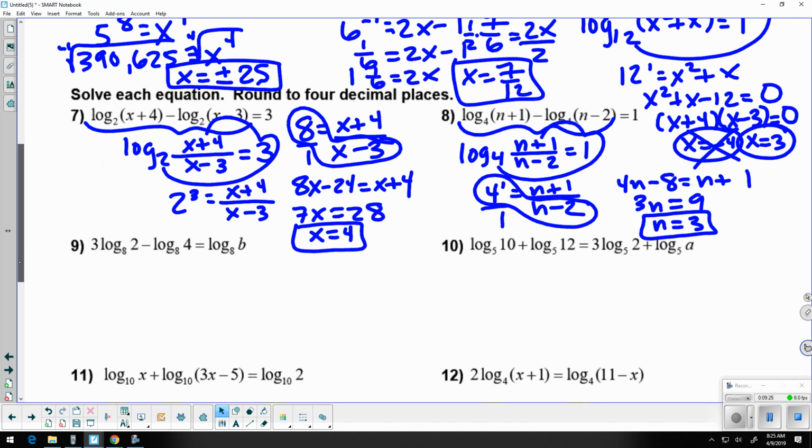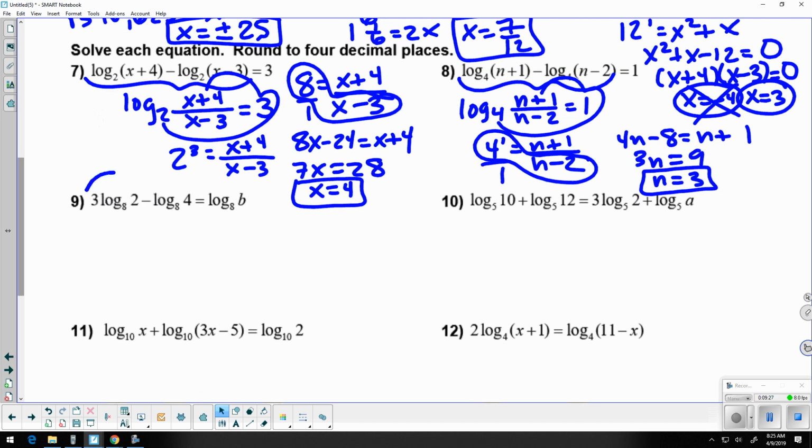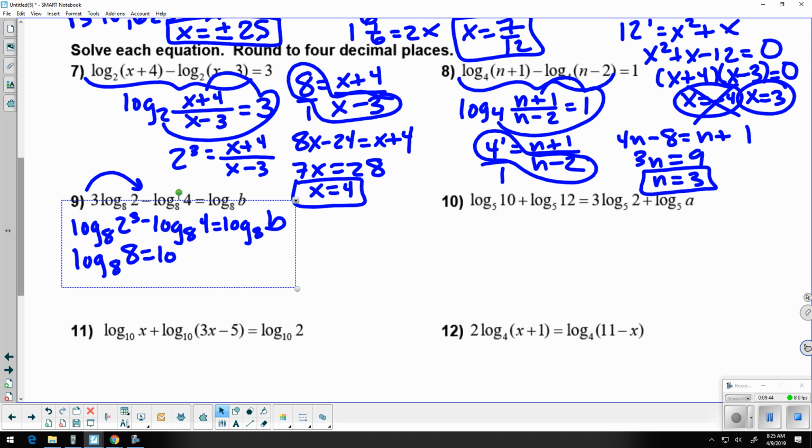So I see two properties here. First one, exponent, move it back, first and foremost, making this log base 8 of 2 cubed minus log base 8 of 4 equals log base 8 of b. So that'd be log base 8 of 8, that is 2 cubed. I put an equal sign, but I meant a minus sign: log base 8 of 4 equals log base 8 of b.